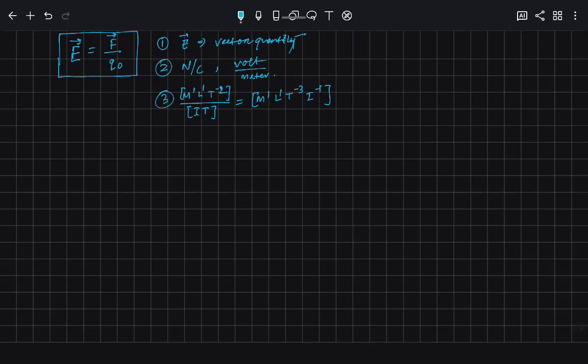Now you see here, if q naught is positive, then you will say that electric field and force are parallel, right? Second point, if q naught is negative, electric field and force are anti-parallel, right?